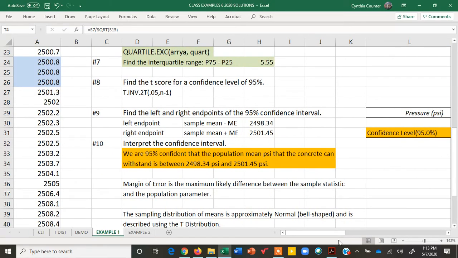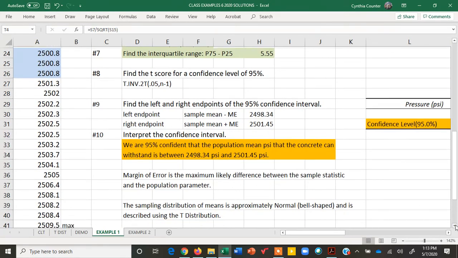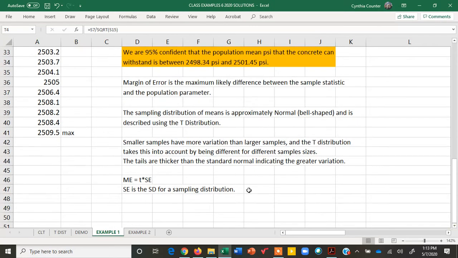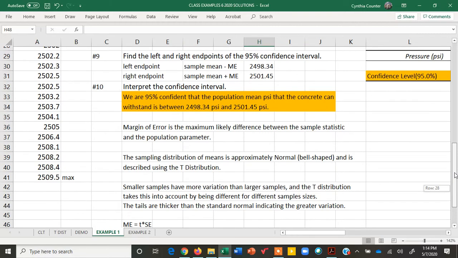So if we needed to compute the margin of error ourselves using t times the standard error, we saw that as long as we have the standard deviation and sample size, we can figure out what the standard error is, since the standard error is standard deviation divided by the square root of the sample size. And then we can find our t-score using Excel.